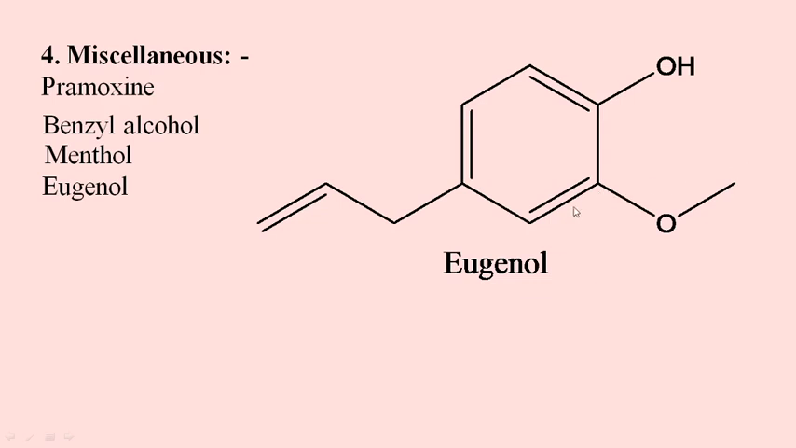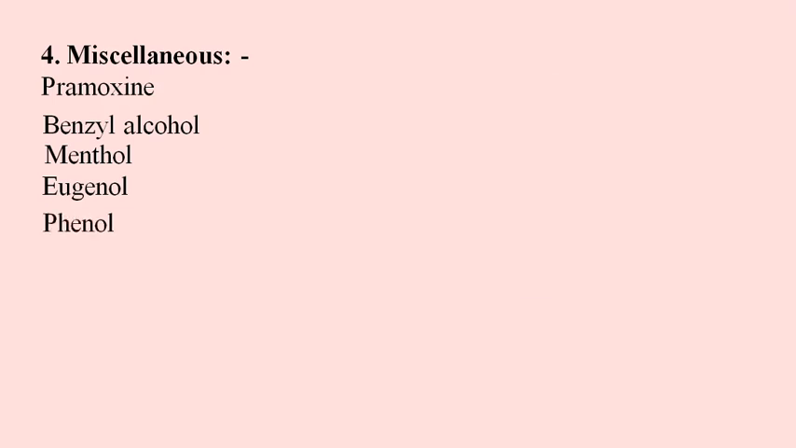At position number 2, at position number 3 nothing. At position number 4, here it is allyl group. This group is called allyl. So its IUPAC name is 1, 2, 3, 4, 4-allyl 2-methoxyphenol. Eugenol is an active ingredient of essential oil extracted from cloves and other herbs. Certain herbs also give eugenol. Eugenol is widely used in dentistry as a local anesthetic agent because of its ability to allay tooth pain. Our last is phenol.